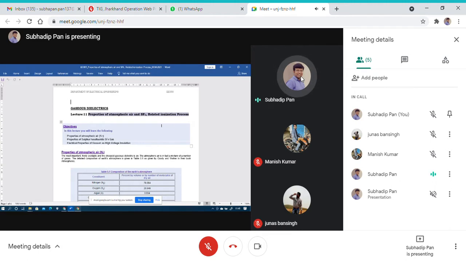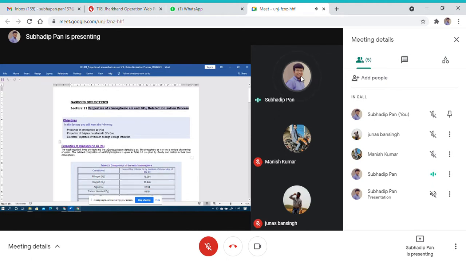So today we will discuss the various properties of atmospheric air which is used in high voltage applications. The main objective of this lecture is the properties of atmospheric air like N2, SF6, and vacuum, which have very good properties as gaseous dielectrics in high voltage insulation. So what are the different properties of atmospheric air? First, N2, that is nitrogen.